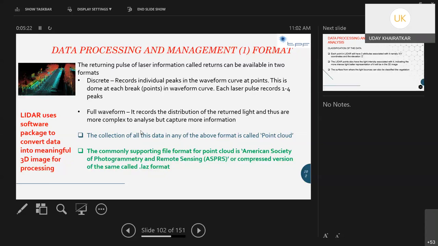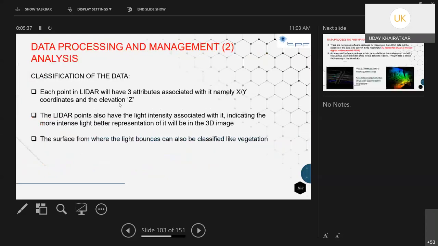So we actually have a point cloud drawing in front of us. The commonly supported file format for point clouds is from the American Society for Photogrammetry and Remote Sensing, or a compressed version of the same called the .las format. Each point in LiDAR will have three attributes, the X, Y, Z coordinates. The LiDAR points also have light intensity associated with them, indicating that the more intense the light, the better the representation will be in the 3D image. The surface from where light bounces can also be classified, like vegetation, etc.